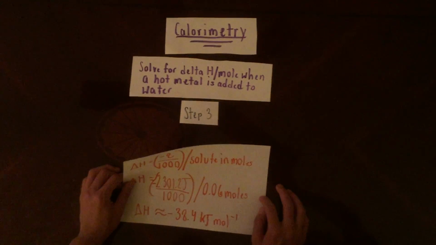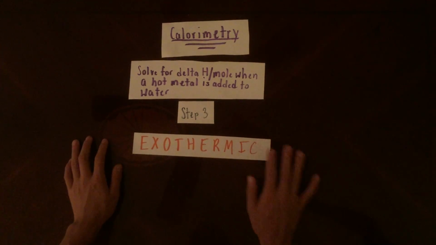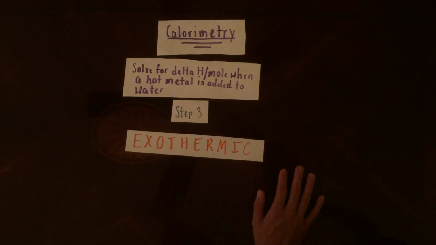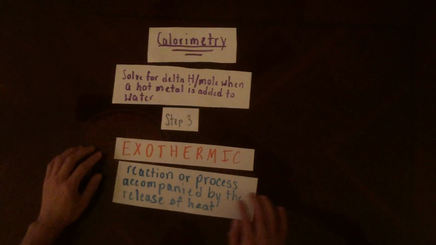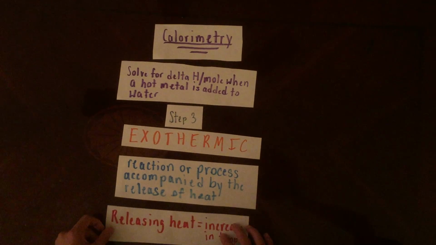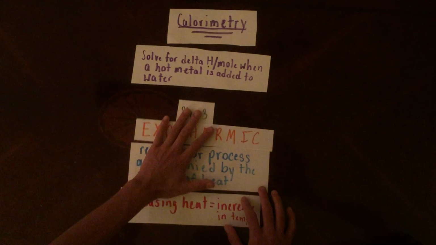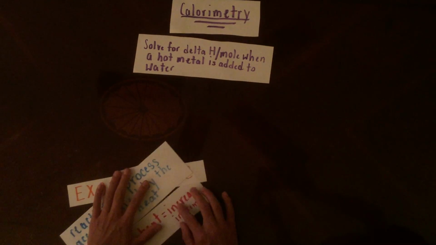The reason why delta H is negative is because it is exothermic. Exothermic is a reaction or process accompanied by the release of heat, and when you release heat, it equals an increase in temperature. And that is how you solve for delta H over mole when a hot metal is added to water.